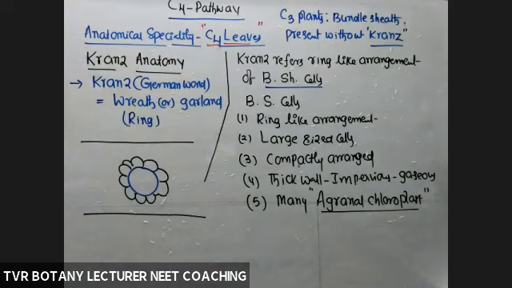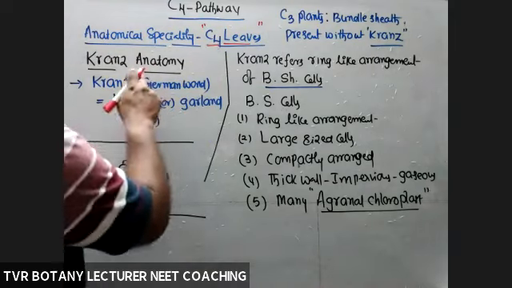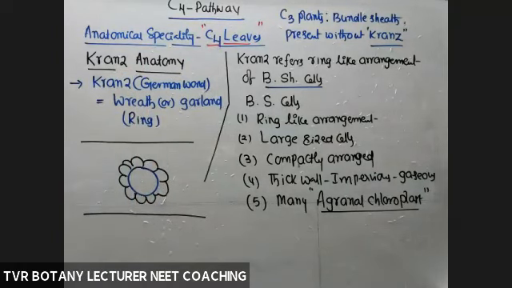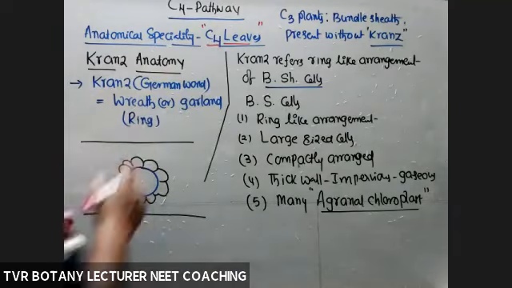Wrong one. Present in C3 plants also. But the difference is anatomy. Anatomical specialty of bundle sheath cells. Both are having bundle sheath. The bundle sheath of C4 has the so-called Kranz anatomy. So Kranz anatomy is present in leaves of C4 plants. In C4 plants, stem is without Kranz anatomy. Root is without Kranz anatomy. Only leaves are with Kranz anatomy.